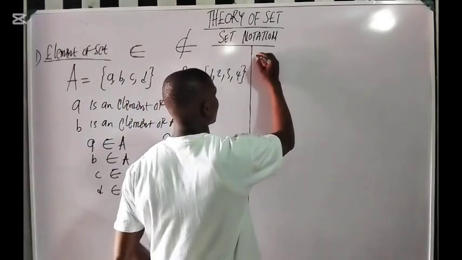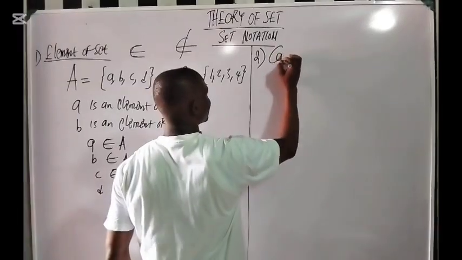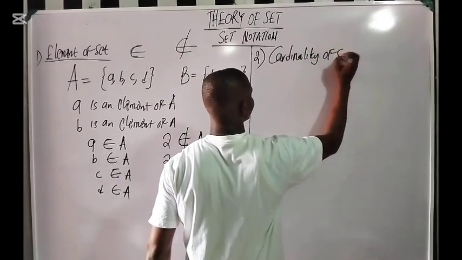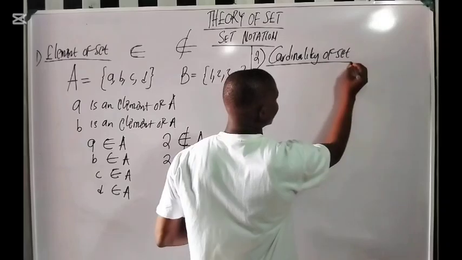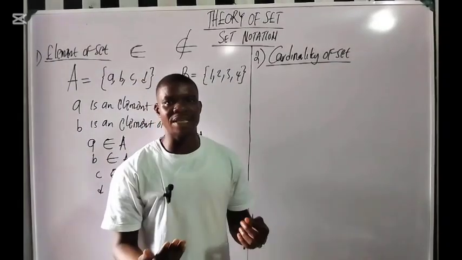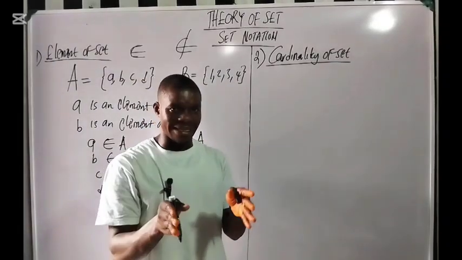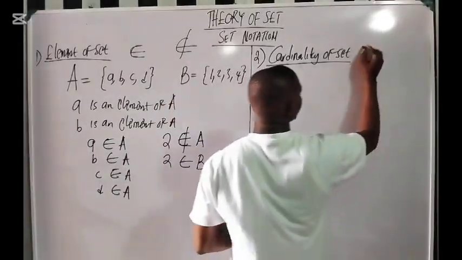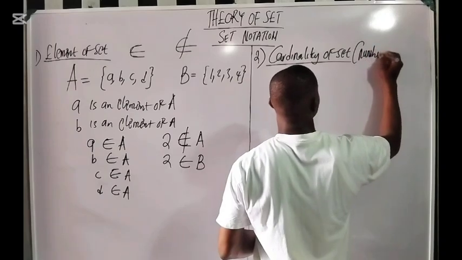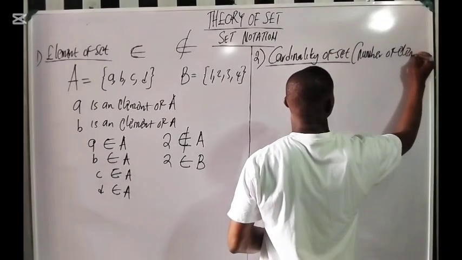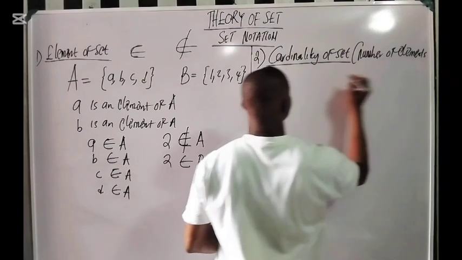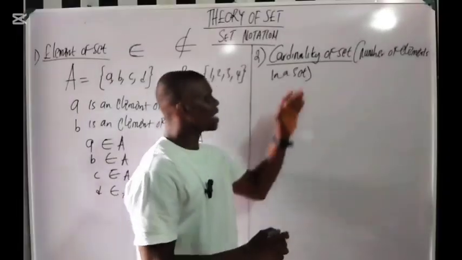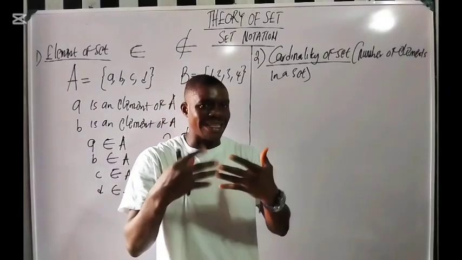Now let me talk about the second one, number 2. It's called cardinality of sets. What does cardinality of a set mean? It means the number of elements in that set. Please take down: when we talk about cardinality of a set, you're talking about the number of elements in a given set.